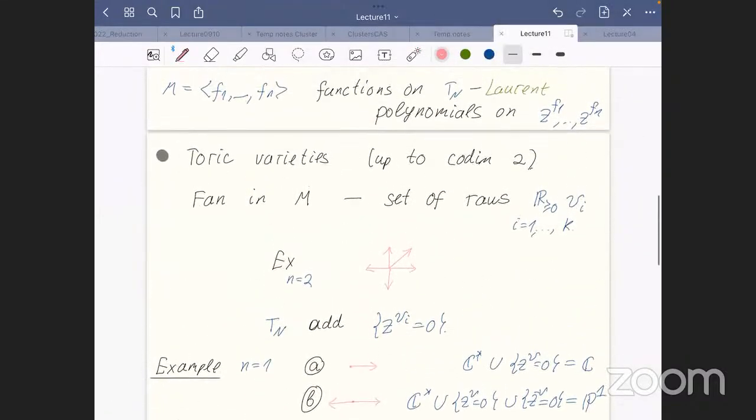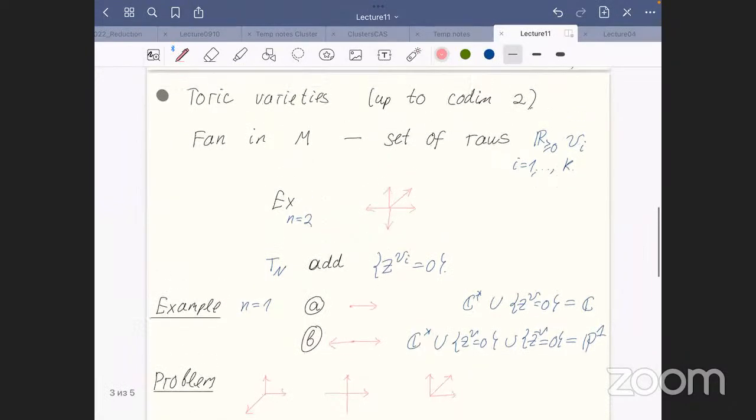Anyway, this was a definition. So a toric variety, up to dimension 2, is the following. We take the torus and add such a set z_v equal to 0. Maybe more precisely, this should be viewed as isomorphic to the torus Tn quotient by v.